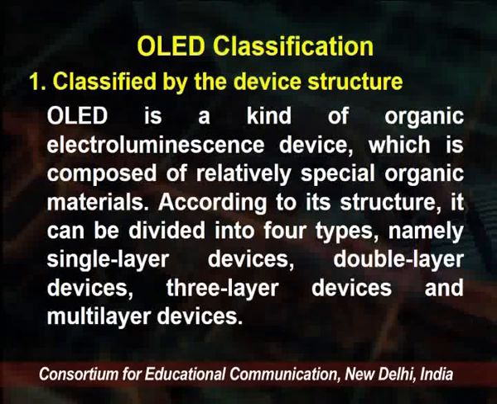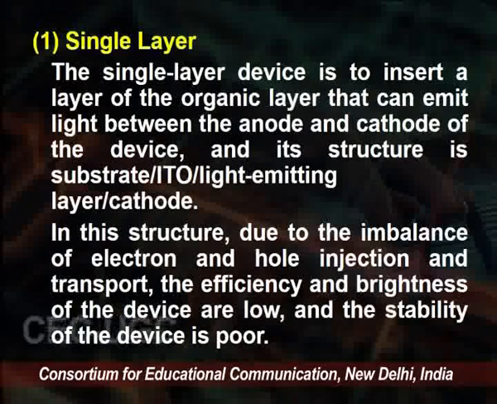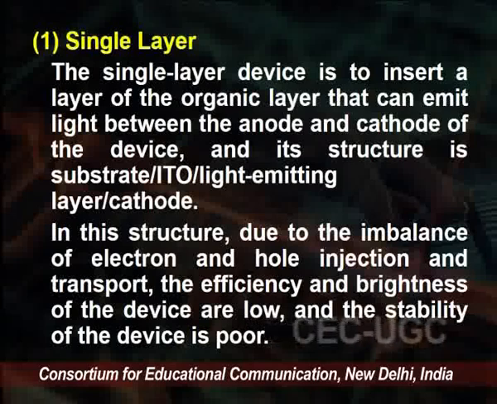According to its structure, it can be divided into 4 types. Number 1 is the single layer device, second is the double layer device, third is the 3-layer devices, and 4 is the multi-layer devices. In the single layer devices, is to insert a layer of organic layer that can emit light between the anode and cathode of the devices, and its structure is substrate, ITO, light emitting layer, and the cathode.